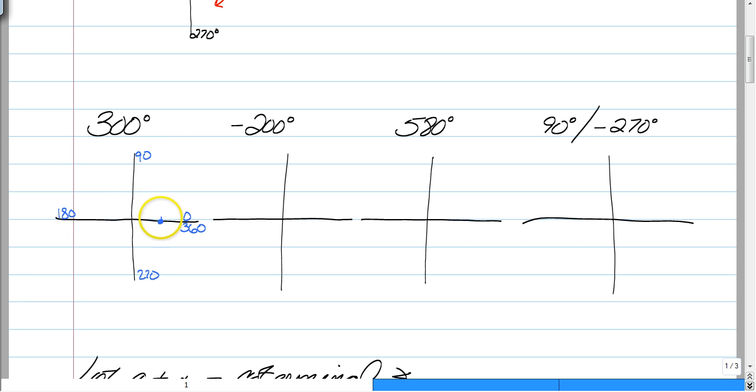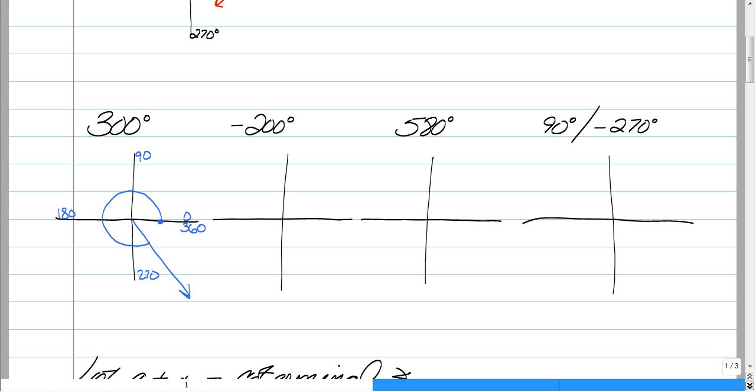So 300 degrees, here's 90, 180, 270, and you have to go to 300, so you have to go about 30 degrees more. And then you draw what's known as the terminal ray. And that's it. You just drew a 300 degree angle. That's what they're supposed to look like, okay?